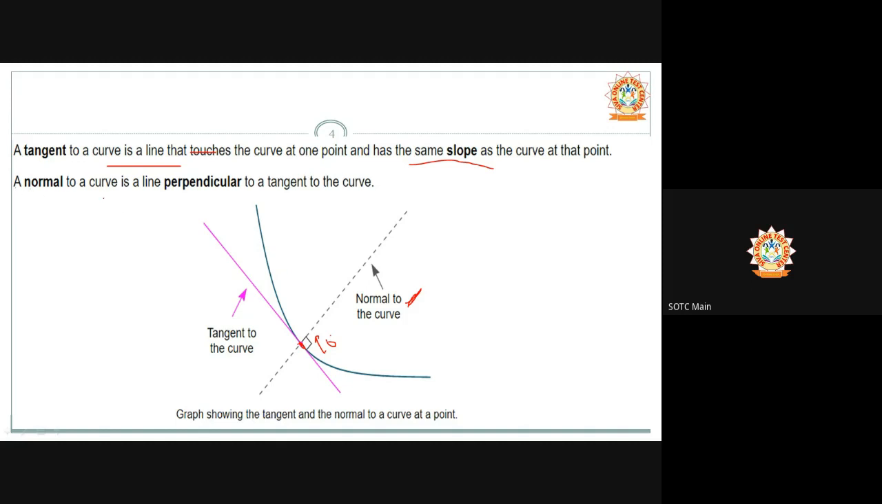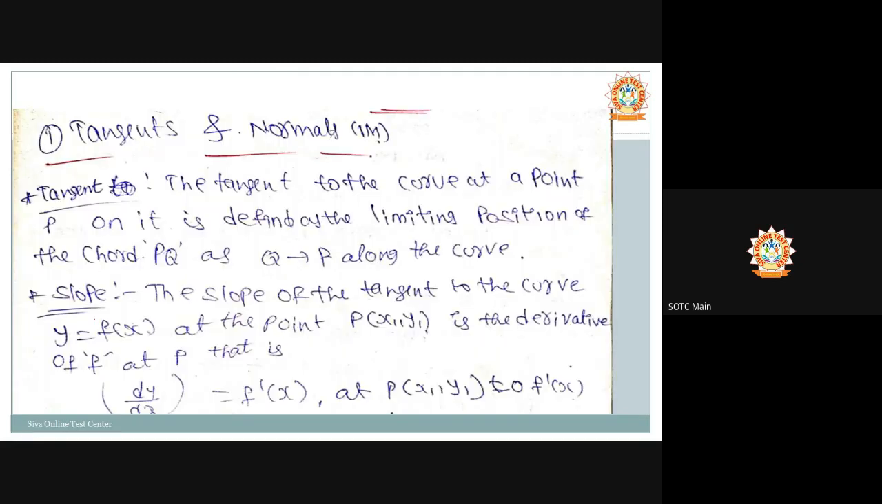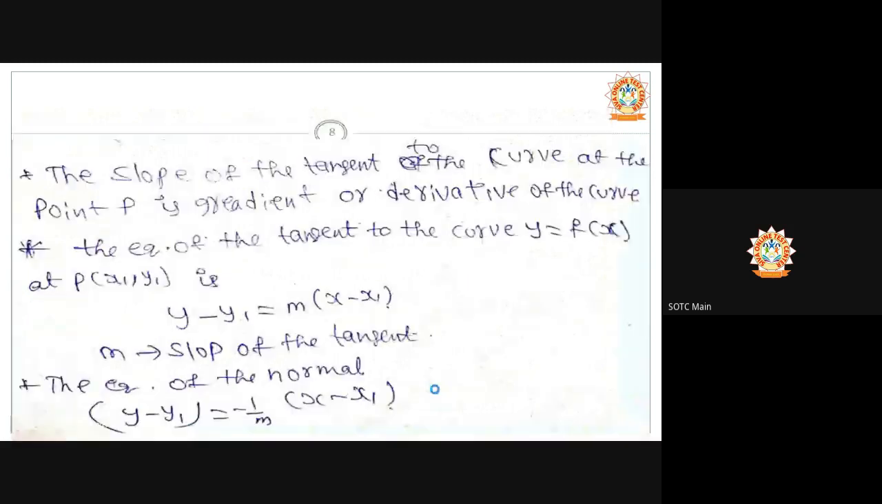Next is the normal to a curve, that is drawn perpendicular to this tangent. Slope of the tangent: let us suppose y = f(x) is a curve. At a point P(x1, y1), this slope is defined by the derivative of f(x) at the point P(x1, y1). So taking the derivative, dy/dx = f'(x) at the point P(x1, y1), right?